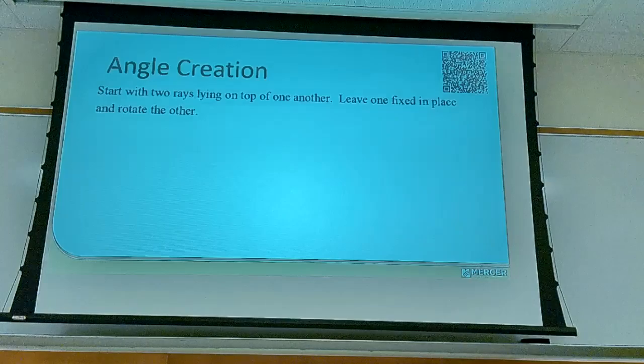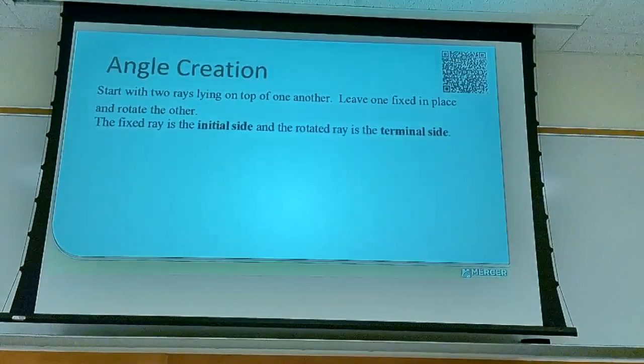Creating an angle: start with the two rays lying on top of one another. You fix one ray, and you rotate the other ray. We call the fixed ray the initial side, and the ray that rotates is your terminal side.